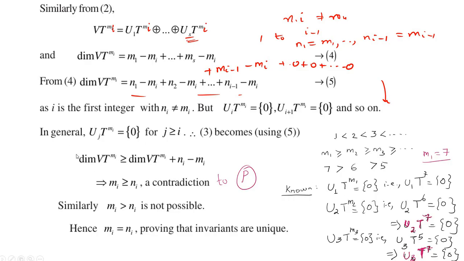And when we substitute that in 3, we get this. We get a contradiction to statement P. So similarly, this is not possible. So we are left with only this Mi equal to Ni. So that shows that invariants are unique.